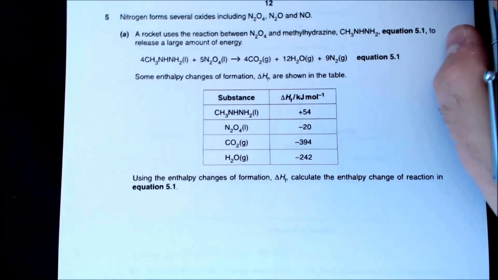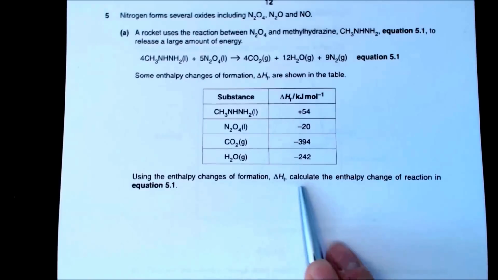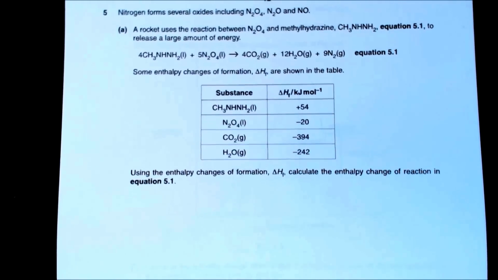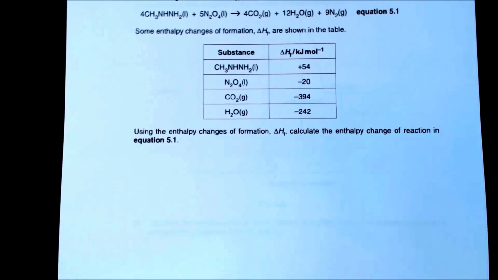Okay, so now what it's asking us to do is to use the enthalpy changes of formation to calculate the enthalpy change of reaction in equation 5.1. So I'm just going to nudge that up a little bit, just so we can see. Right, so we're going to start by doing what we call a Hess's cycle, and it helps us to calculate it.